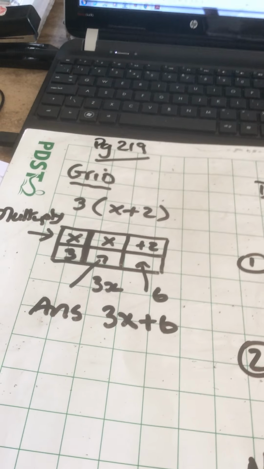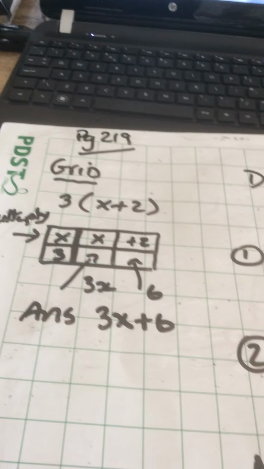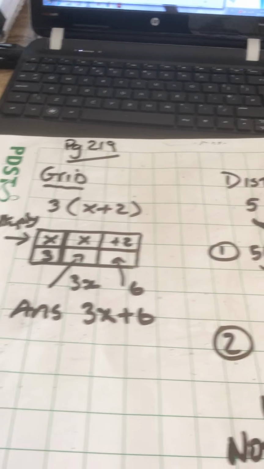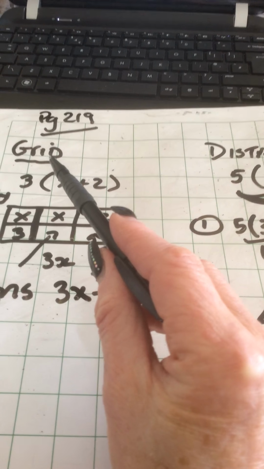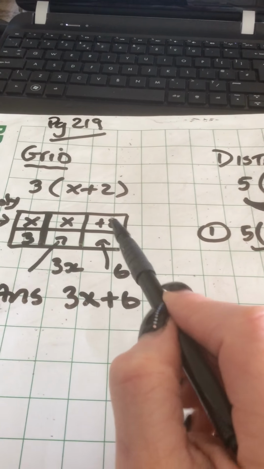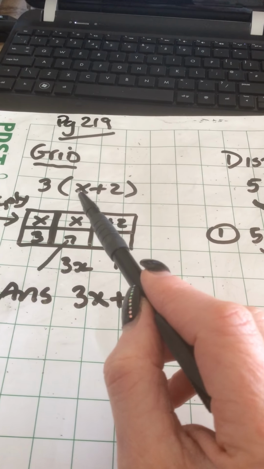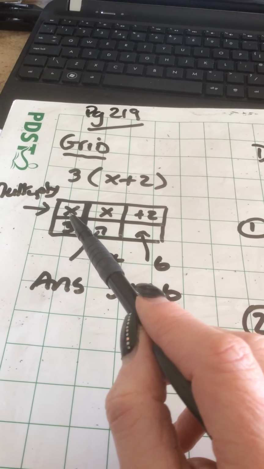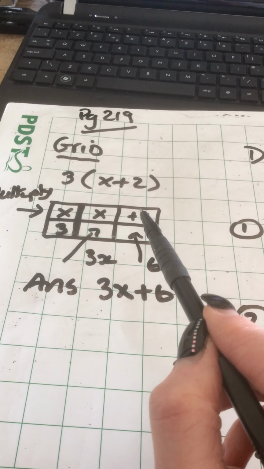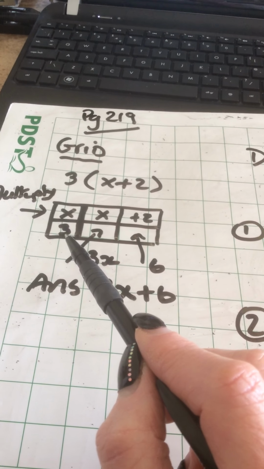Page 219. Right, the multiplication of two terms and how do we do it? Okay, well, we have what's called the grid method, which is where we do a box. So I want to multiply 3 by x plus 2. So this here means multiplication, and I have x plus 2 here on top and I have 3 down here.